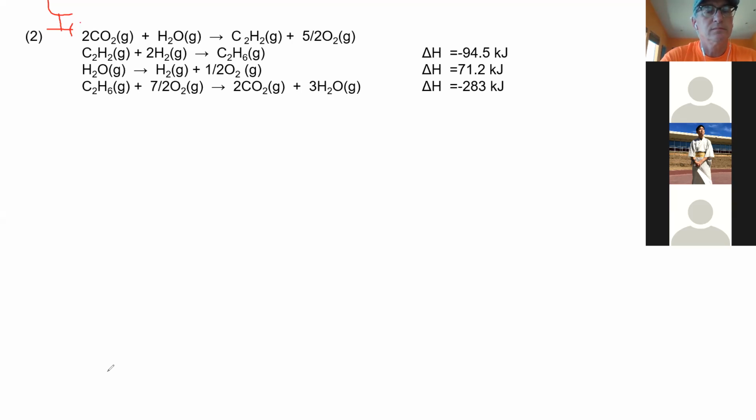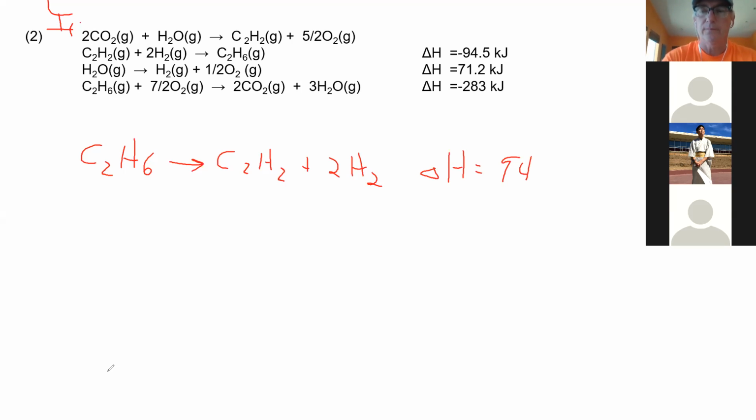I think we have to do something with the second reaction. I think we have to reverse it. Okay, let's do that. So we've got C2H6 goes to C2H2 plus 2H2. Now what's going to be the heat? What's going to be the enthalpy of that reaction? It'll be positive 94.5 kilojoules. Yeah, you need to flip.